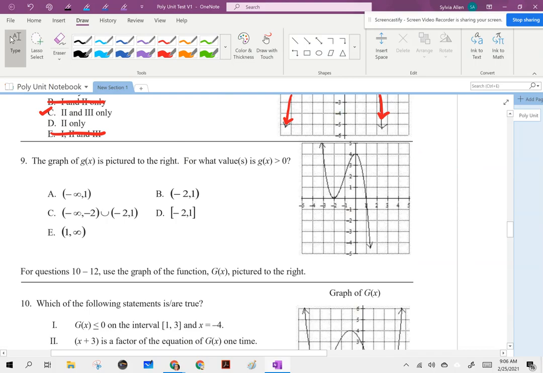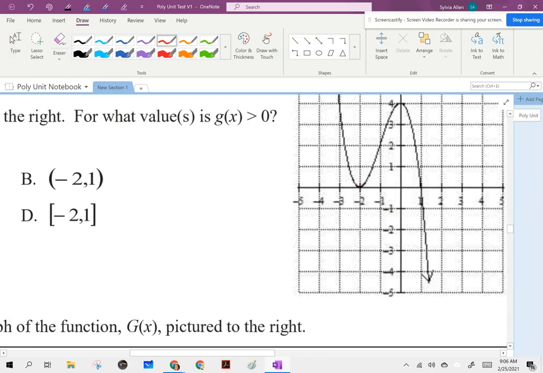Number 9, the graph of g of x is pictured at the right. For what values is the function greater than 0? Please notice that it does not say equal to. Okay, doesn't say equal to. It says, where is it positive? So it's going to be positive. That's an open circle, and that's an open circle.